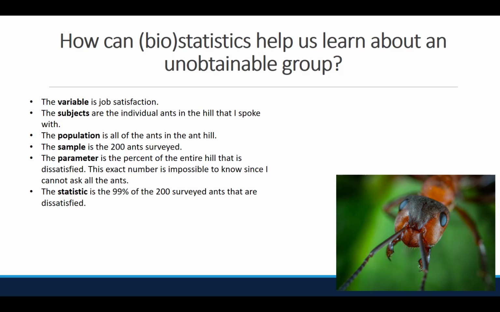Notice in this example the variable is job satisfaction. The subjects, or units, are the individual ants in the hill that I spoke with. The population is all of the ants in the ant hill. The sample is the 200 ants surveyed. The parameter is the percent of the entire ant hill that is dissatisfied. This exact number is impossible to know since I cannot ask all of the ants. In other words, I cannot speak to the whole population. The statistic is the 99% of the 200 surveyed ants that are dissatisfied.